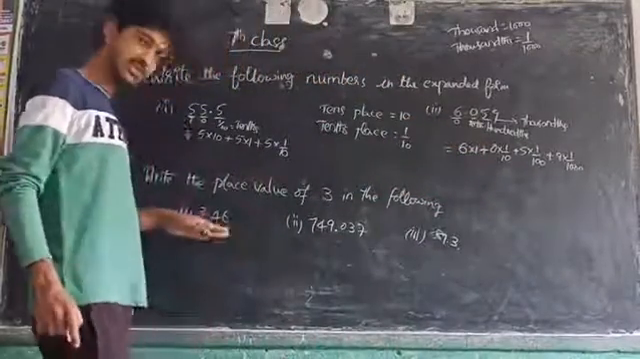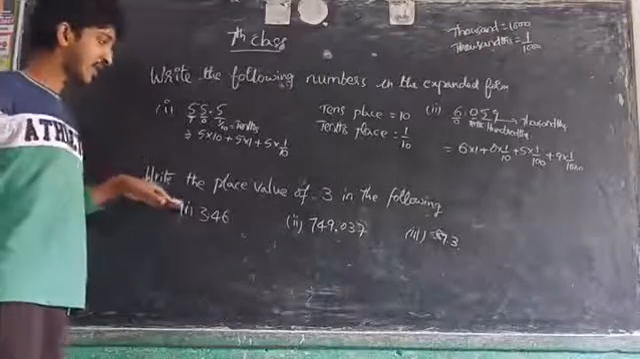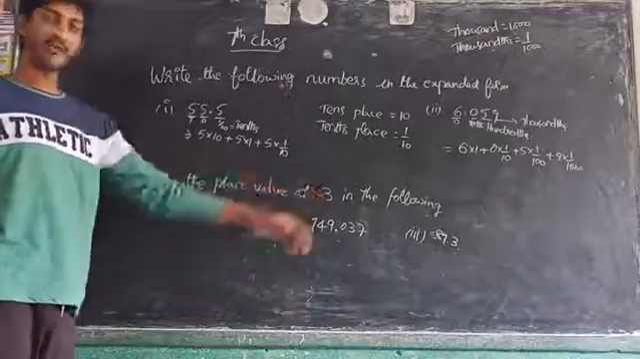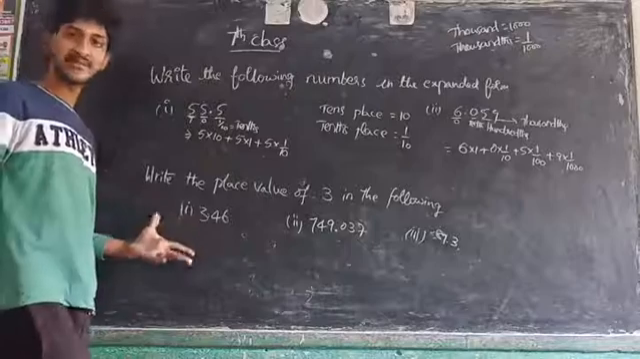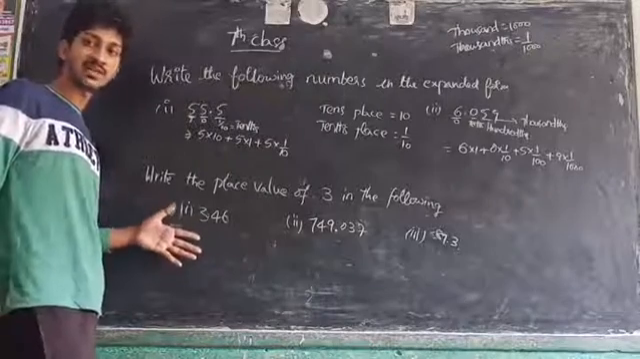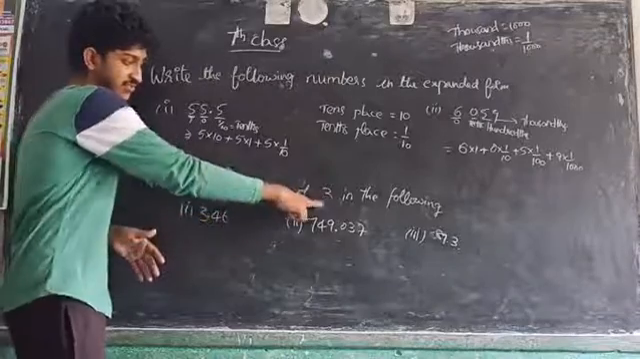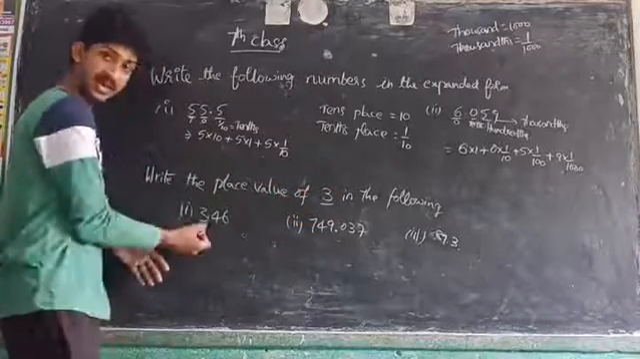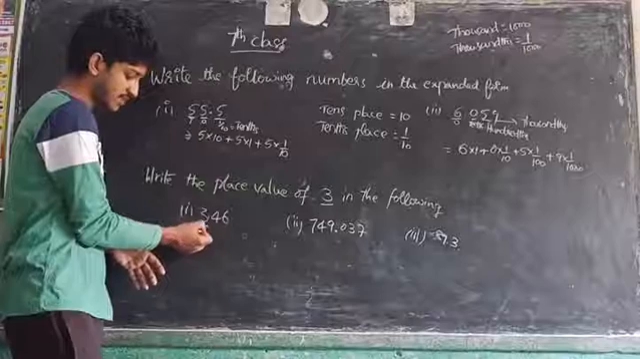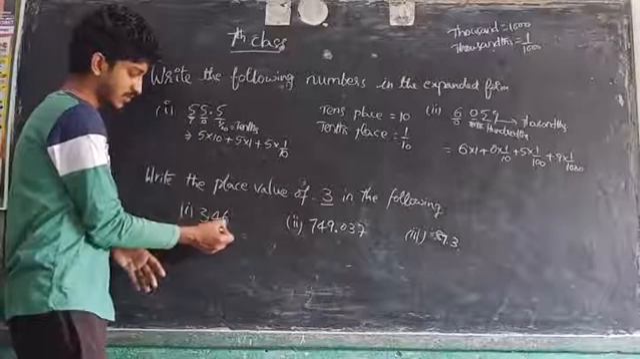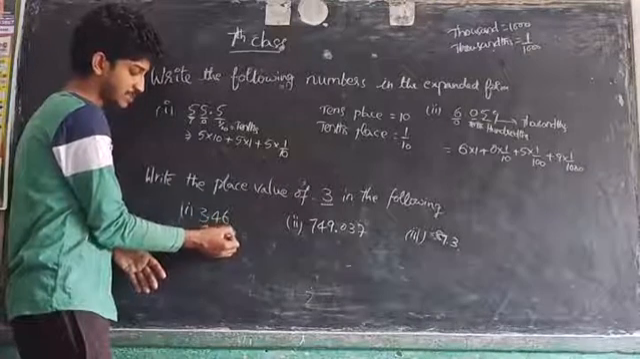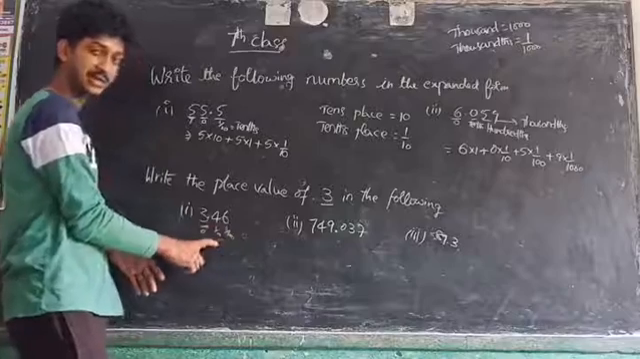Okay children, see this question. Second part question, write the place value of 3 in the following. So here some numbers are given, how to write the place values of the numbers. So here he is asking for 3's place value. So here, see here, it is 1's place, it is 1 by 10's place, 1 by 100's place, and 10's place.